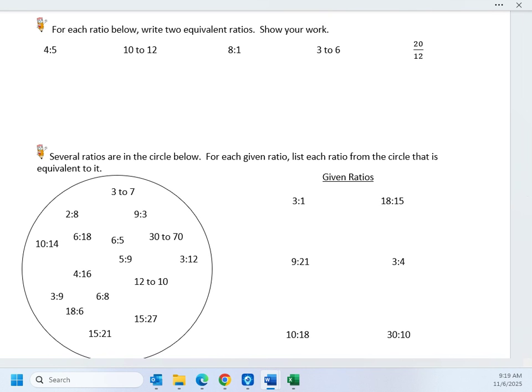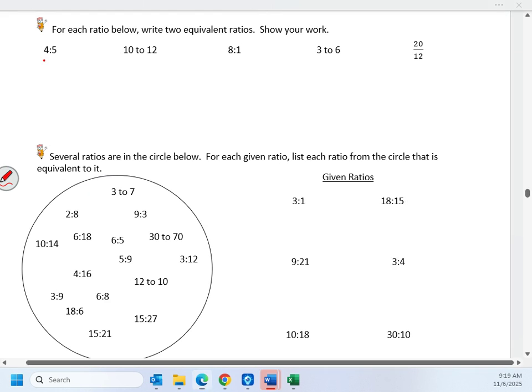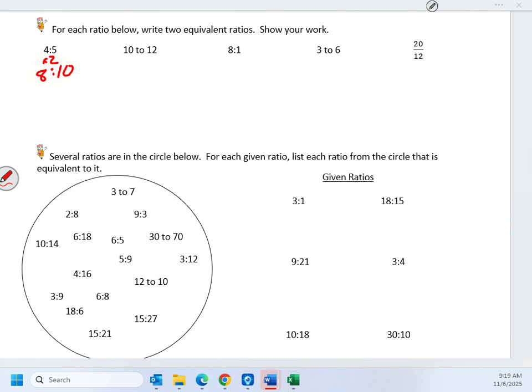So, if we look at 4 to 5, what could be equivalent ratios? Give me an example, Jack. What can I multiply both the 4 and the 5 by? 2. I can multiply them both by 2. So 4 times 2 is 8, 5 times 2 is 10. That's an equivalent ratio. Just like we use those scale factors with fractions, whatever you do to the numerator, you do to the denominator. The same thing with ratios.